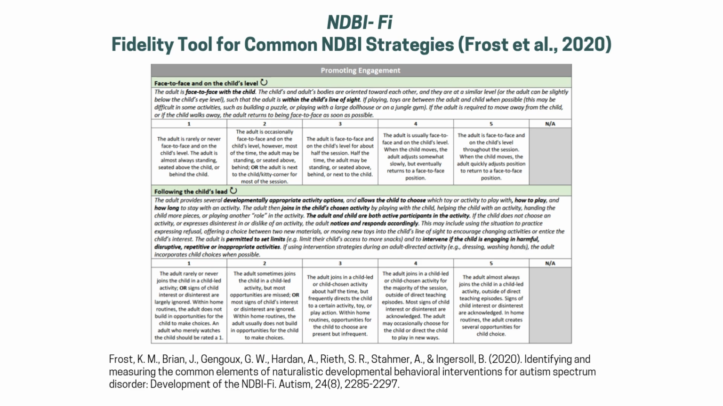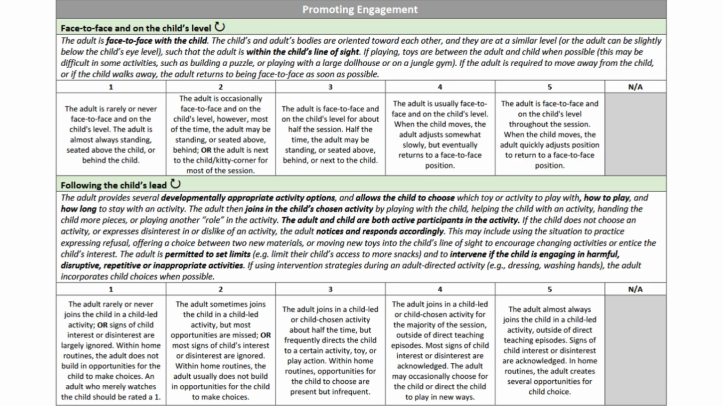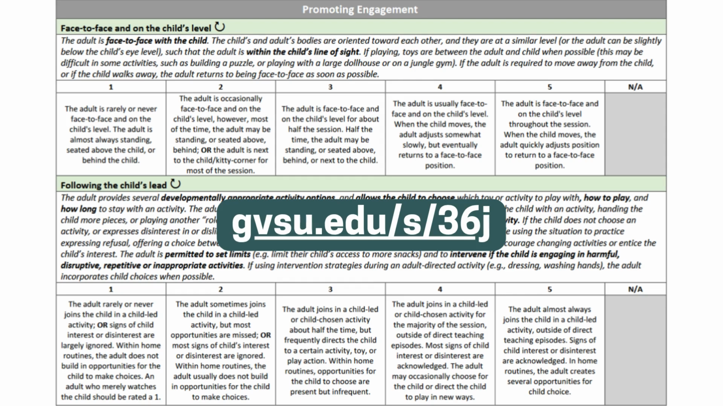But first, I want to share the tool that Frost and colleagues created. It is called the NDBI 5 Common Items Manual. This table shows an example with descriptions and rating anchors for each of the 8 common items. You can access this tool using the link associated with this bite.